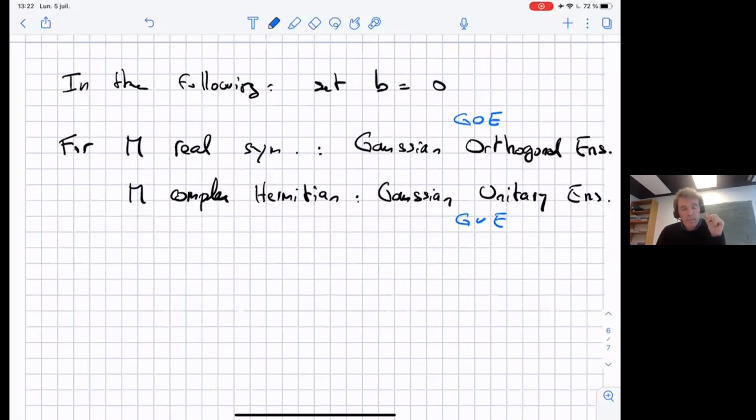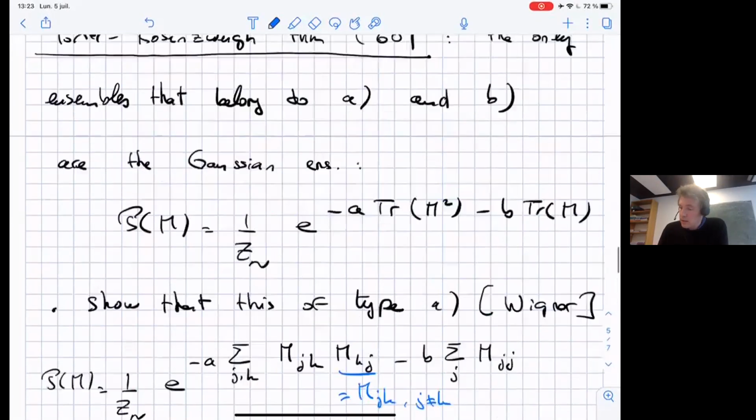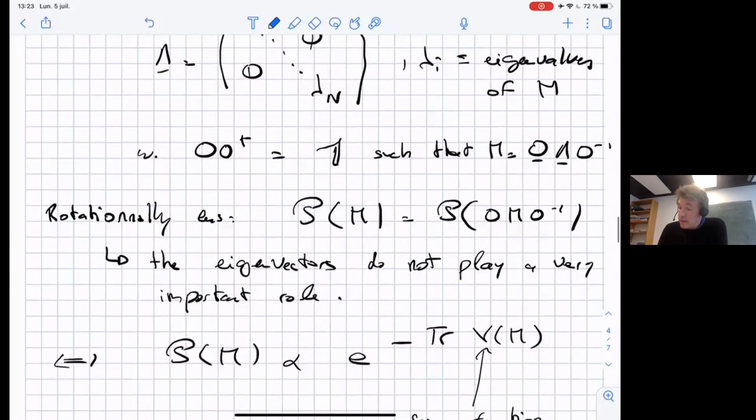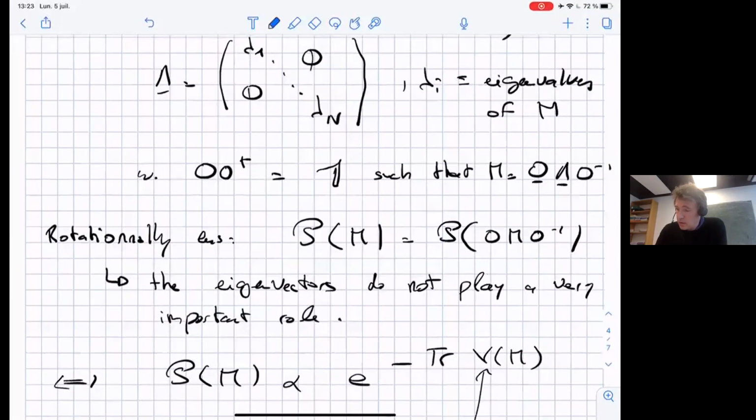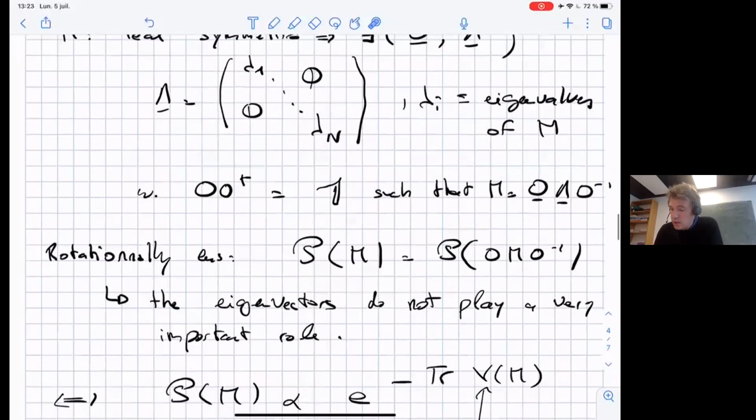So this is all very nice. We have these ensembles and they are well defined, but you see it's a little bit formal. And the reason is that if you go back to what we wrote there, it's nice to have something like that. So you know indeed that your matrix can be diagonalized. And I told you that for such invariant ensembles, such as the Gaussian orthogonal or Gaussian unitary ensembles, the probability measure actually depends only on the eigenvalues.